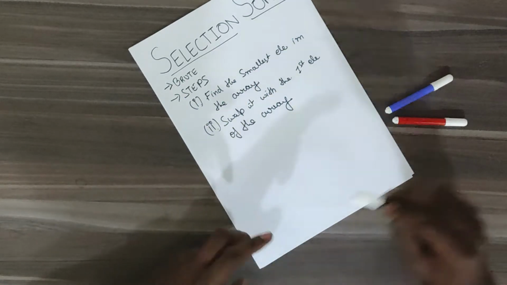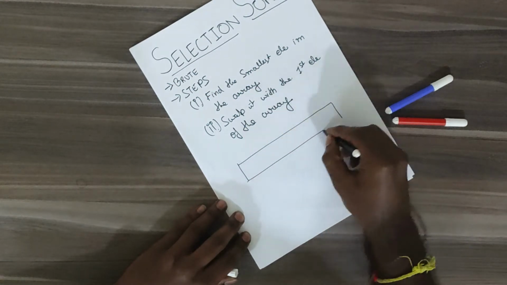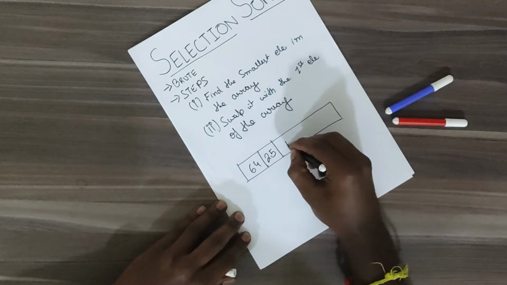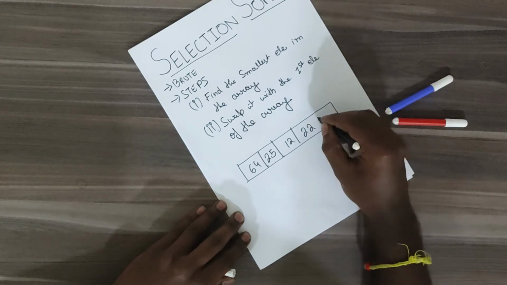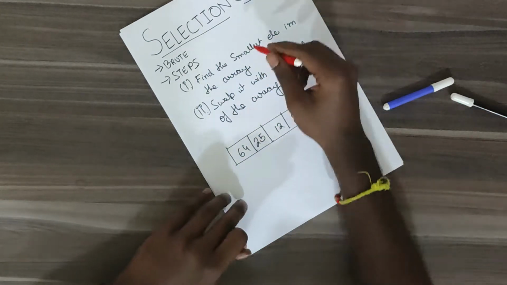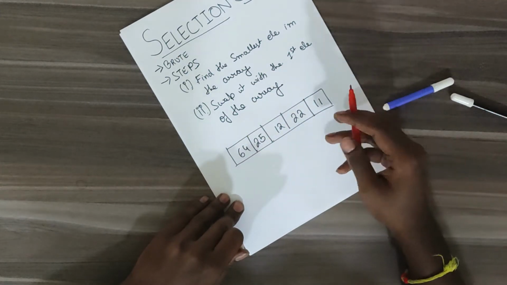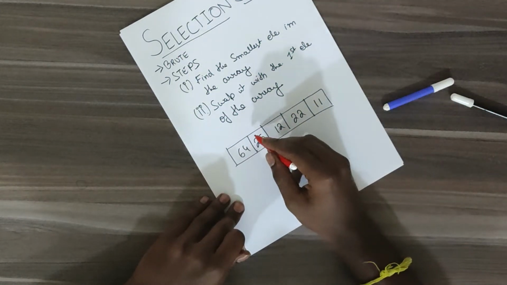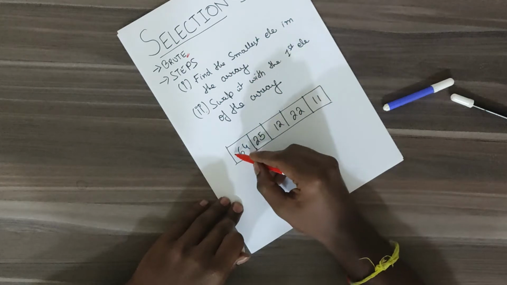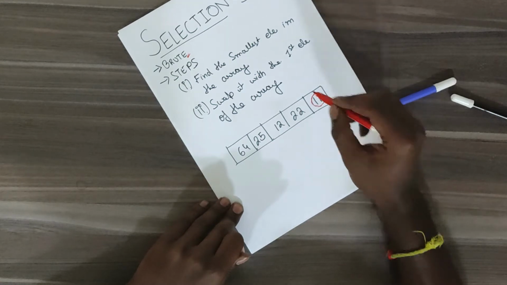Now let us understand how selection sort works with an example. Let's consider the following array having elements 64, 25, 12, 22 and 11. Now first we'll do step 1. Step 1 states that find the smallest element in an array. We can find the smallest element using linear search or any other search. Since this is a brute force method, we will try finding it using linear search. On scanning the array, we get to know that the smallest element is 11 here. So step 1 is done.